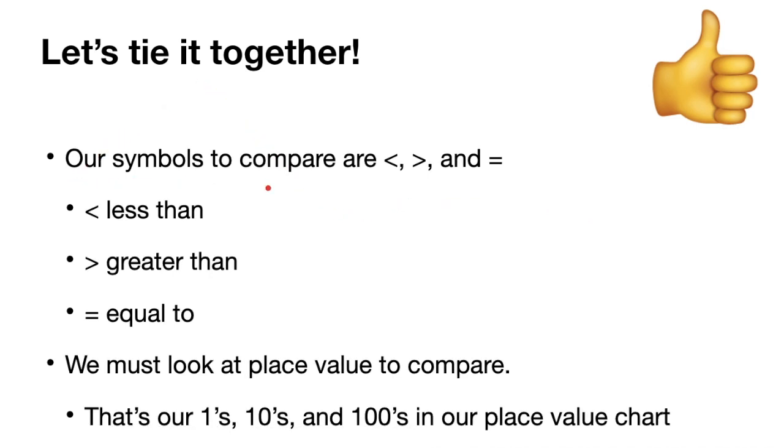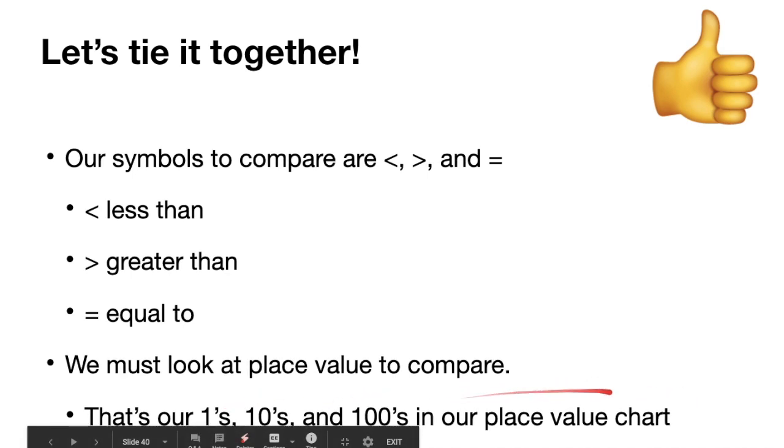So our symbols to compare are less than, greater than, and equal to. So remember, less than, greater than, or equal to. The alligator is going to eat whatever number is bigger. We must look at place value to compare, because if we don't look at place value, we may make a mistake. It's pretty common. So that's our ones place value, our tens and 100s in our place value chart.